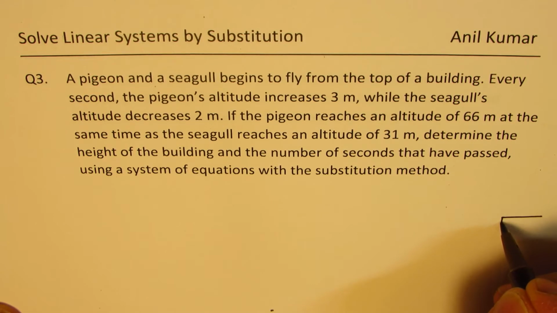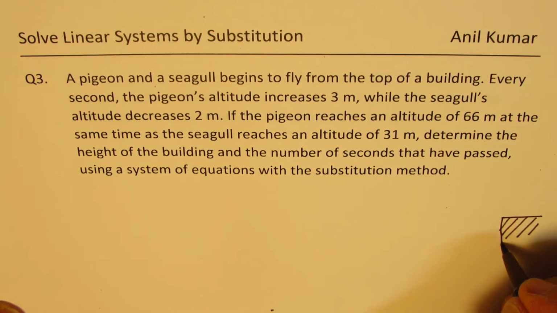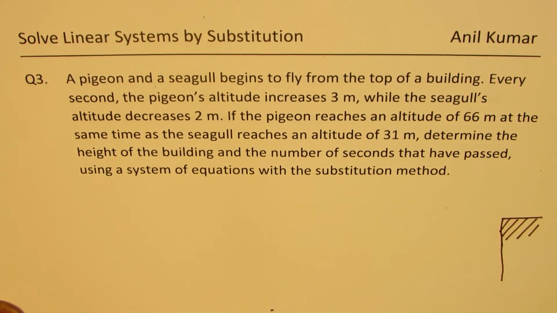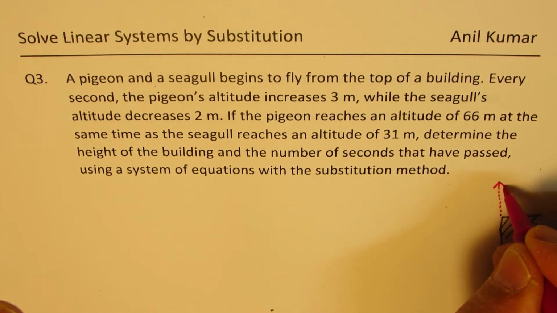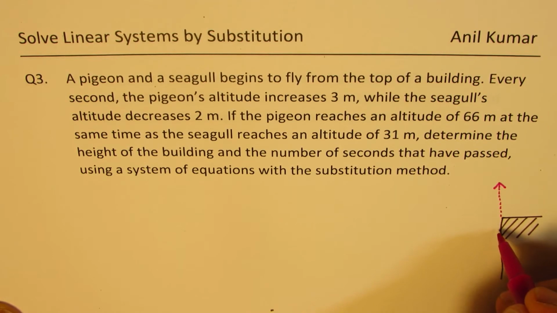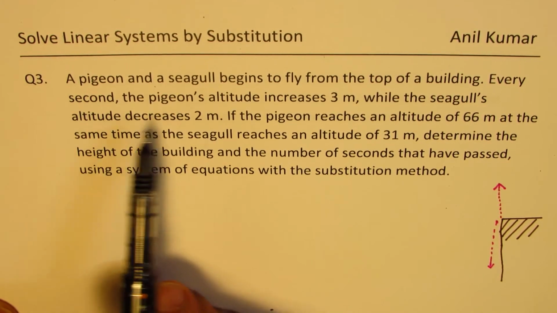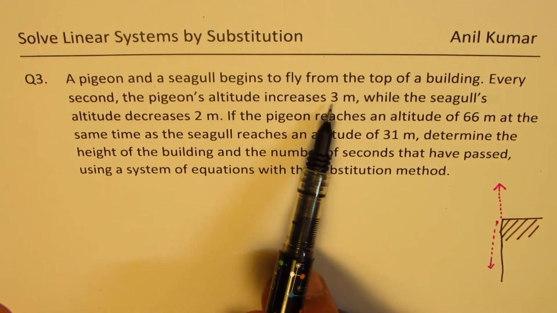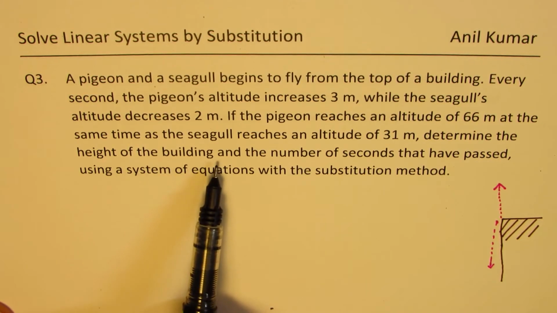Okay, so it's better to sketch the situation here. So let's say we have this building, right? So this is our building from where pigeon and seagull take off. So pigeon is going upwards from here, right, in this direction. On the other hand, seagull is going downwards. Correct? Now what we are given here is that every second pigeon's altitude increases 3 meters. And what we need to find is height of the building and also the time.